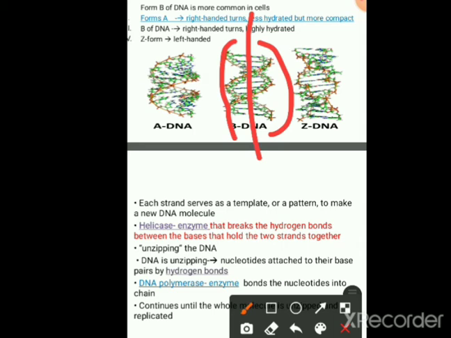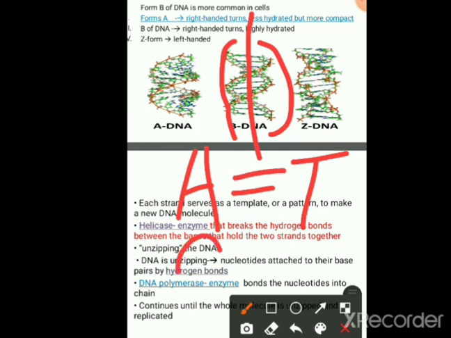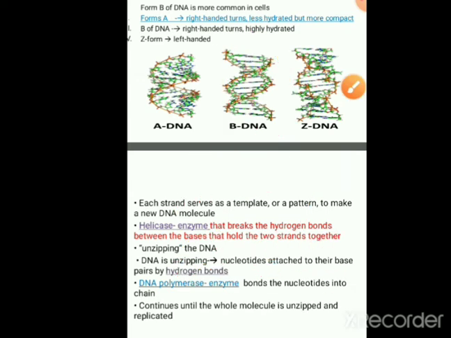As we studied at the initial level, A is going to make a bond with T, and it is bound to make two bonds with it, while guanine should make three bonds with cytosine. In that way, each strand acts as a template looking for the complementary sequence, so that it can find it and make the new DNA sequences.